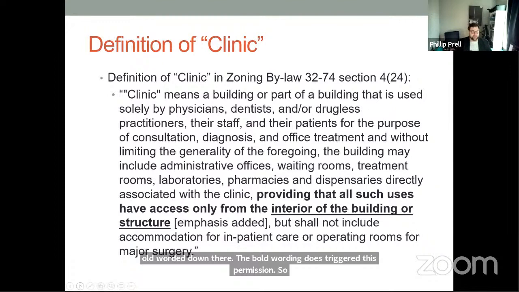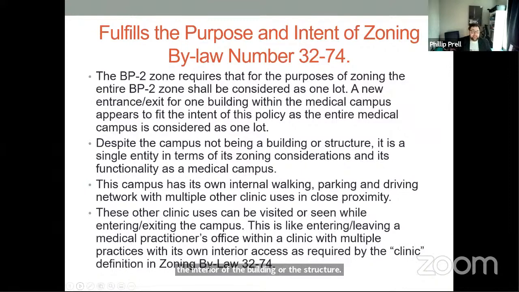So this slide basically summarizes why we believe and we do want to support this permission to happen. So the BP2 zone requires that for the purpose of zoning, the entire BP2 zone shall be considered as one lot. A new entrance/exit for one building within this medical campus appears to fit the intent of this policy, as the entire medical campus is considered as one lot. Despite the campus not being a building or structure, it is a single entity in terms of its zoning considerations and its overall functionality as a single medical campus.